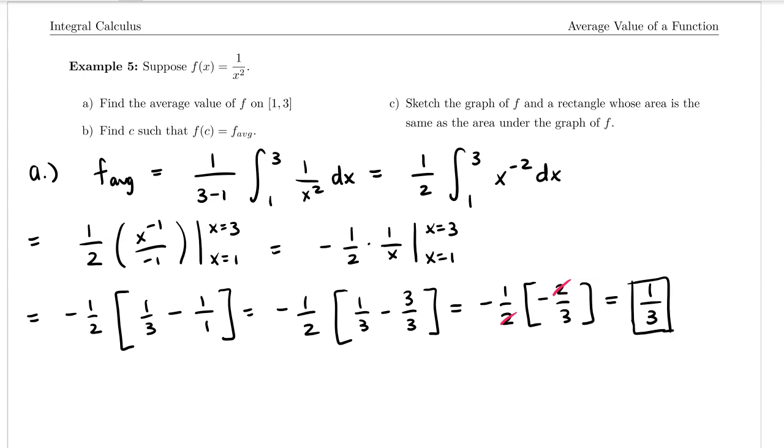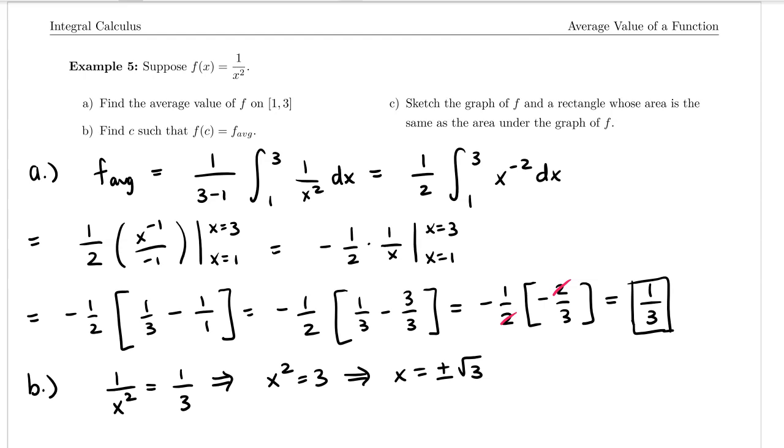Part B wants us to find a value c such that f(c) is equal to the average value of our function. So I'm going to take my function, which is 1 over x squared, and set it equal to the average value that we just found, which was 1/3. And if I cross multiply, we end up getting x squared is equal to 3. And then if I take the square root of both sides, I get x is equal to plus or minus the square root of 3.